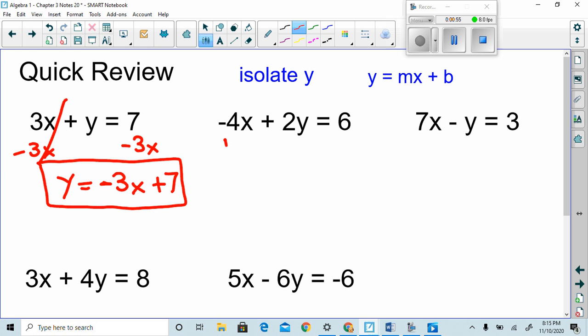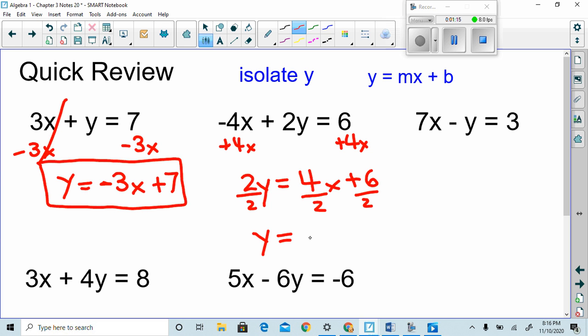Second problem, let's go ahead and add 4x to both sides. As I'm writing this, I will remember to put my x term before the constant. There's one more step. I need to divide all terms by 2. My final function form looks like y is equal to 2x plus 3.